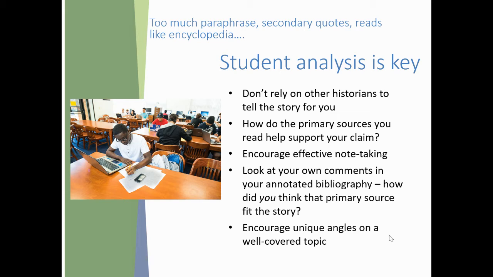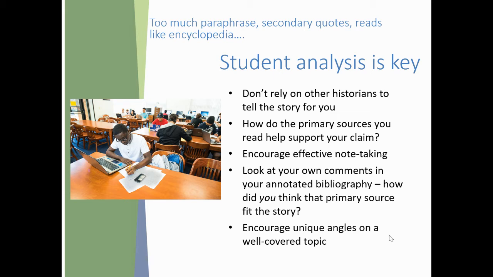And as the historians of their project, the conclusions they come to should come from the primary sources as much as possible. So students must think about how those primary sources support the claims that they're trying to make. Primary sources must be the evidence here, not secondary sources. Encourage students to take effective notes from a variety of sources to prevent them from leaning too heavily on one source or paraphrasing too heavily.